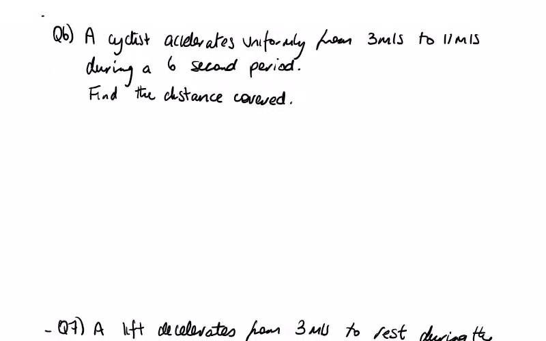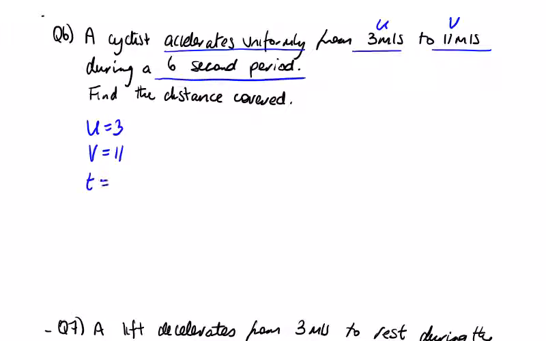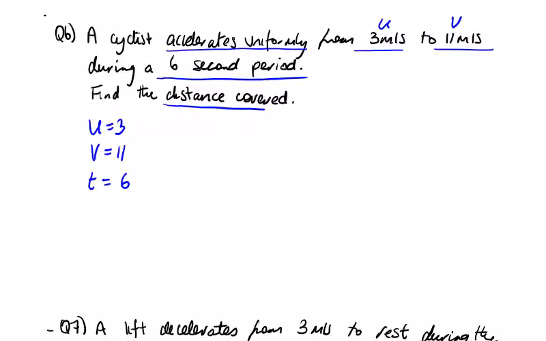Question 6. Cyclist accelerates uniformly from 3 to 11. So U is equal to 3. V is equal to 11 during a 6-second period. T is equal to 6. So we're looking for distance covered. So we get a couple of ways to do this. We have V is equal to U plus AT. We can get the acceleration if we need, and then we can get the distance. Or, well, let's do that. Let's try it that way. I'll do it 2 ways.